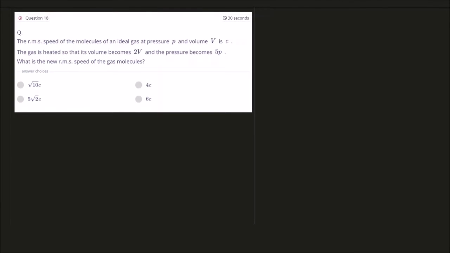Question 18. The RMS speed of the molecules of an ideal gas at pressure P and volume V is C. That's a long sentence again. So they say the RMS speed is C. Let's write it down first: VRMS1 is equal to C. And they also tell you that the pressure is P and the volume is V. That's what we know from the first sentence.